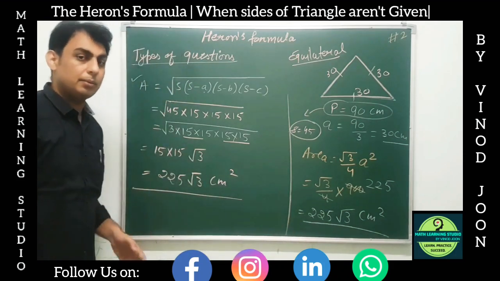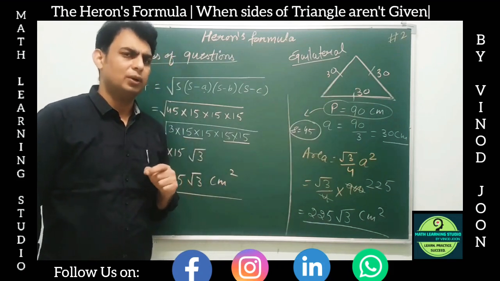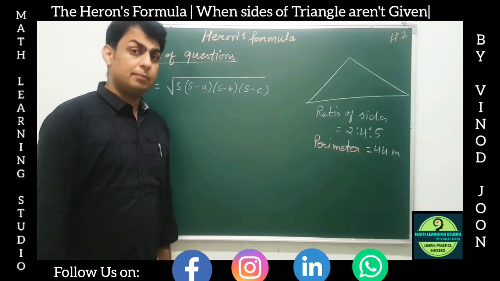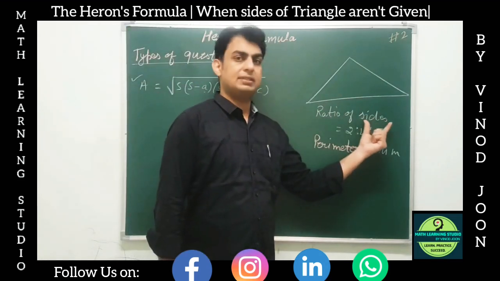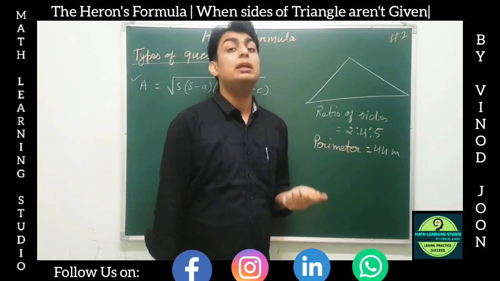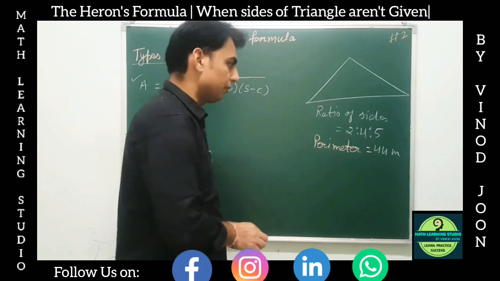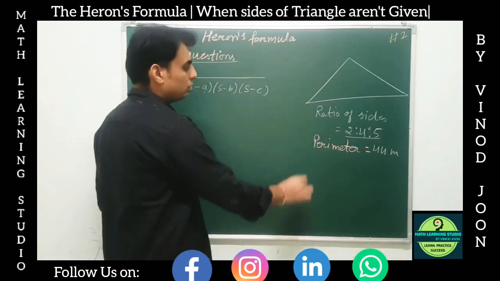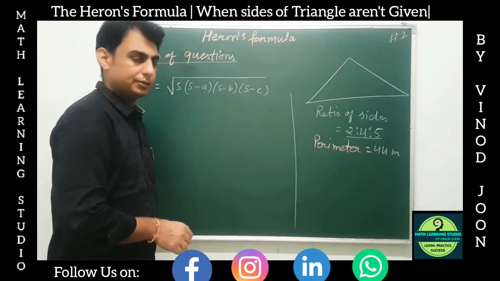We'll take one more example in which again we will not be given all three sides, but what will be given? Let us find out. So in the second example, what we have is a triangle and we are given the ratio of the sides. Ratio of the sides मतलब उनकी lengths का ratio given है. Lengths are not given. Sides नहीं given है, ratio given है. And the ratio is given as 2:4:5. And also we are given the perimeter as 44 meters.